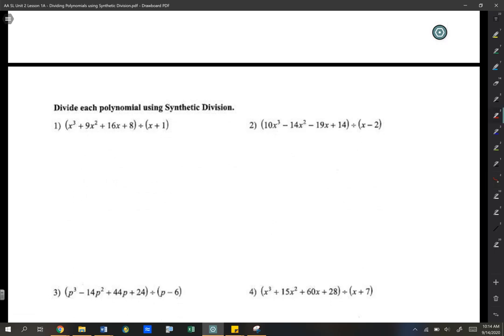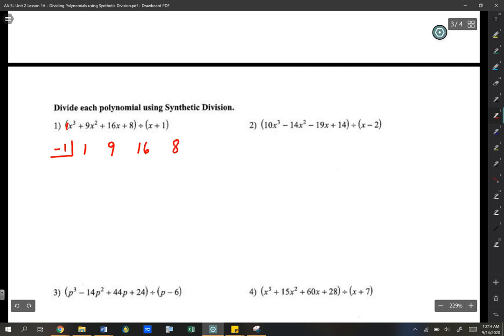So first of all, it's saying to divide the polynomial by the factor x plus 1. That means I need to put negative 1 up in this top left corner. And remember I said I'm going to bring all the coefficients down. So I've got 1x cubed, so I'll bring the 1. I've got 9x squared, bring down the 9. 16x, bring the 16. And I have 8.